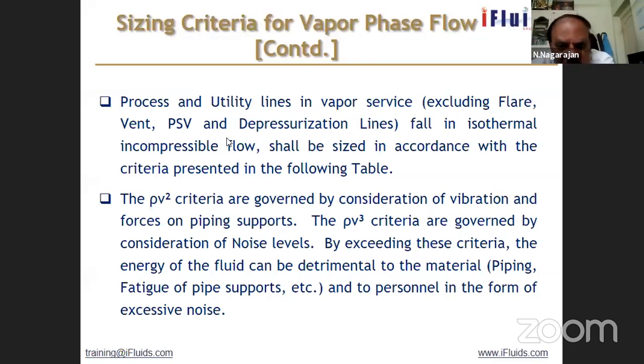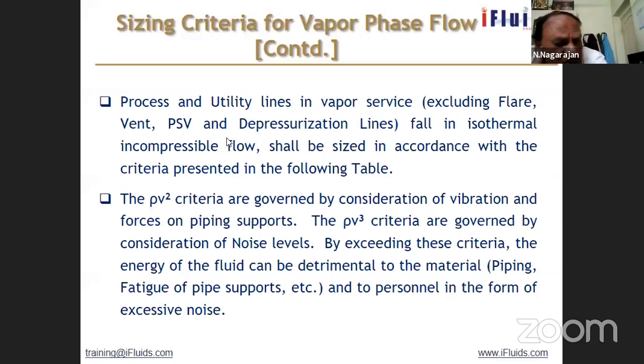So the normal velocity criteria we use for gases and vapors is in the range of 15 to 30 meters per second, and the 60 meters per second limit given is something we sometimes reach in the vacuum service. Usually in the vacuum conditions, gas velocities are high. Higher velocities are allowed. Then one more criterion we use is rho into velocity square, density into velocity square. It is governed by consideration of vibration and forces on piping supports. The rho v cubed, the density into velocity cube criterion, is governed by consideration of noise levels.